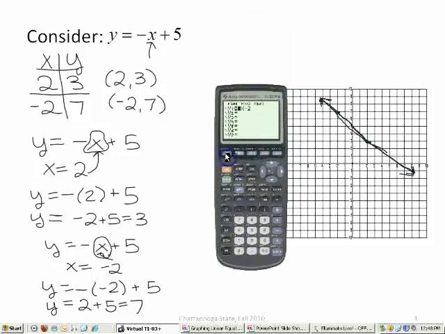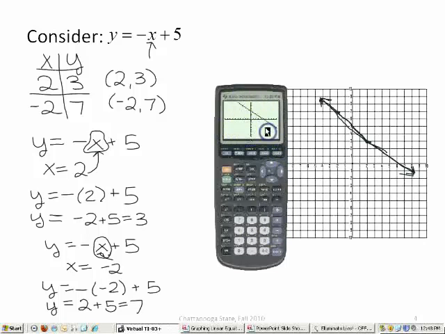Let's go to the calculator. And we can graph this the same way. We go to the y equals button, press clear to get that equation out of the way. Then we just want the negative sign, which is down here below the 3, negative x plus 5.